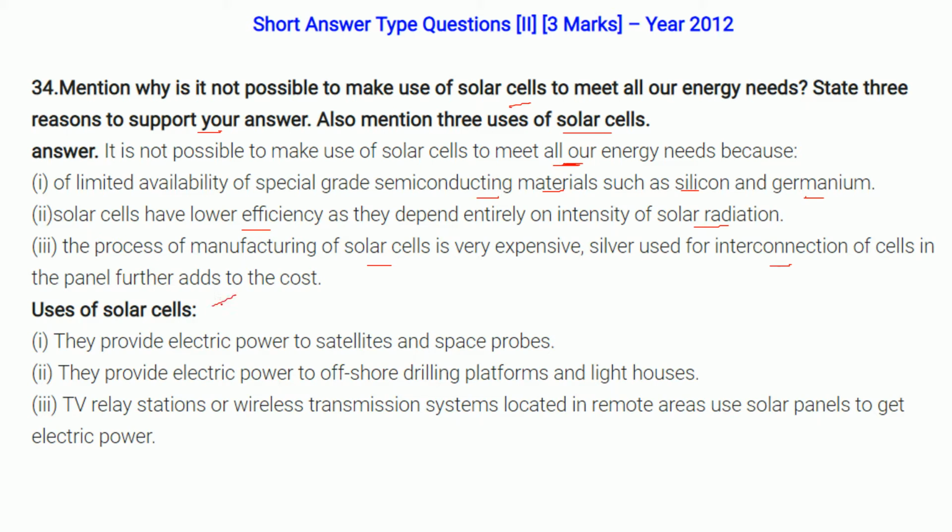Now the uses of solar cells. They provide electric power to satellites and space probes. They provide electric power to offshore drilling platforms, lighthouses, TV relay stations, wireless systems, and transmission systems located in remote areas. They use solar panels to get electric power.